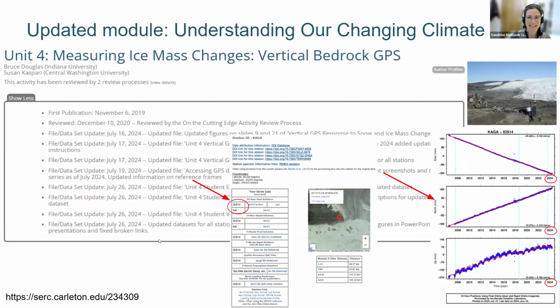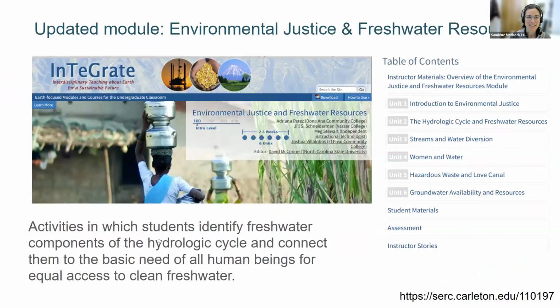All right. Next slide. The next example is another module we worked on during the workshop. It's the InTeGrate Environmental Justice and Freshwater Resources module. In this module, students work with rainfall, topographic, and streamflow data using real examples to explore the water cycle. And they connect these components to environmental justice issues. So next.